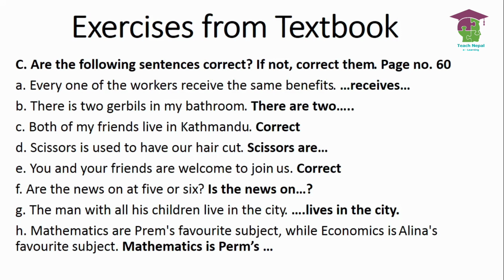That is, two gargoyles in my bathroom. So here, there are two gargoyles in my bathroom, right? So in this way, I have written the correct verb forms. Please rewrite the sentences with the correct verb forms here.